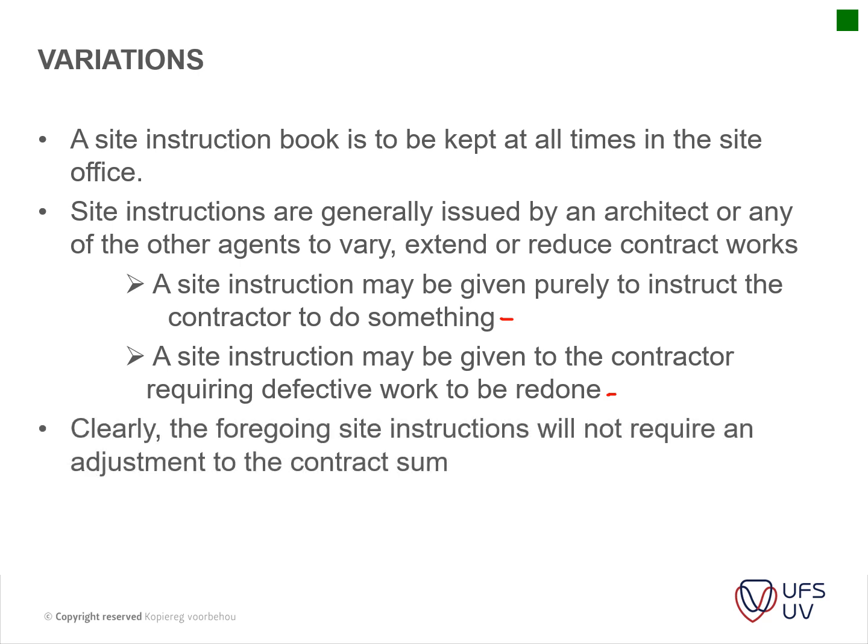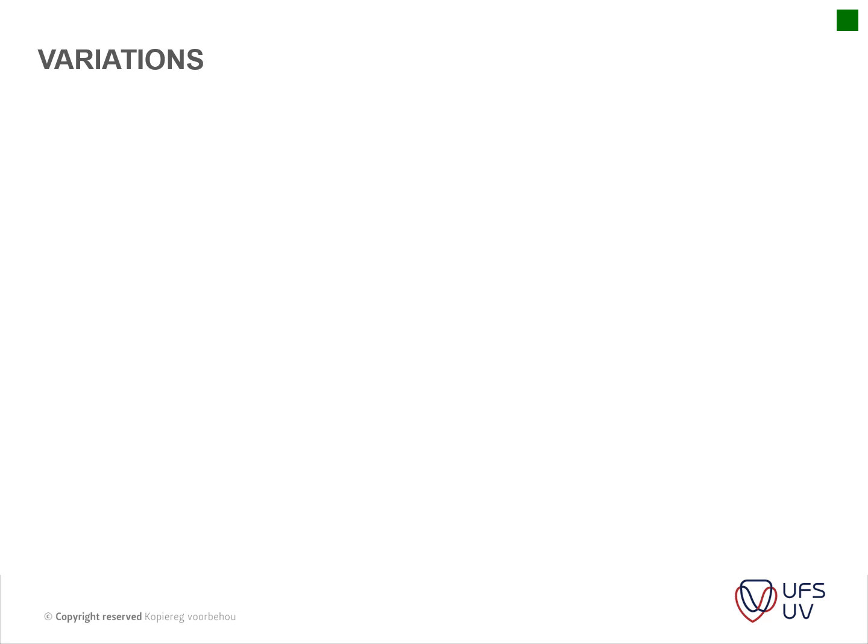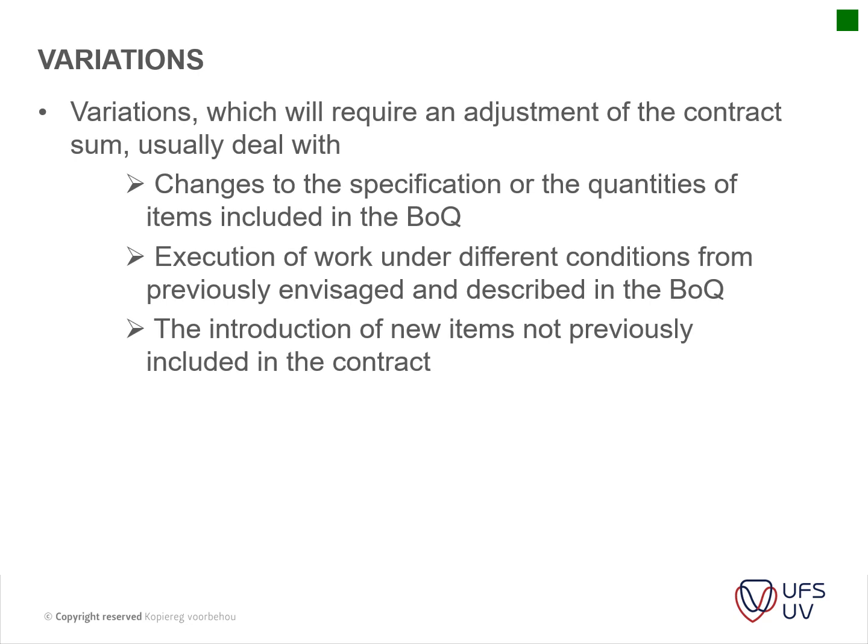Okay, clearly the foregoing site instructions will not require adjustment to the contract sum because the contractor already had to do everything accordingly. Okay, so variations which will require adjustment of the contract sum usually deal with changes to the specification or the quantities of the items included in the BOQ, additions to the project, and execution of work under different conditions from those previously envisioned and described in the BOQ.